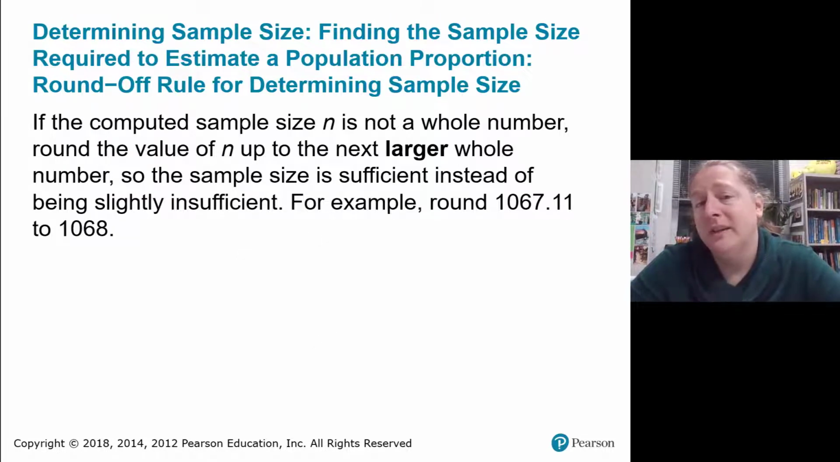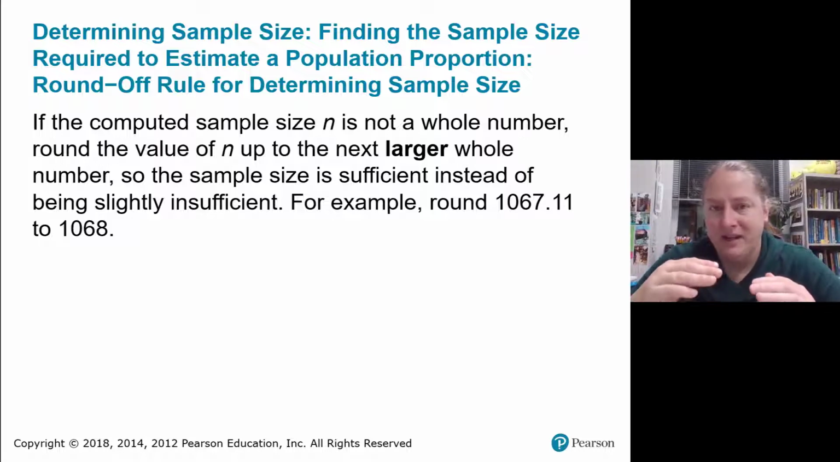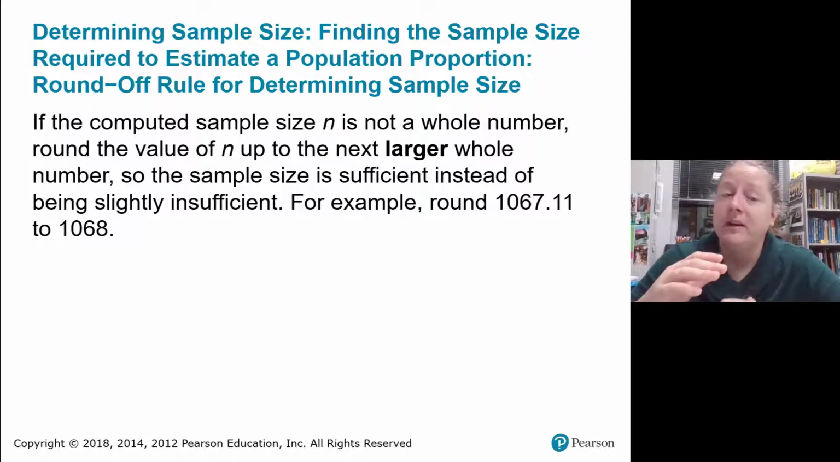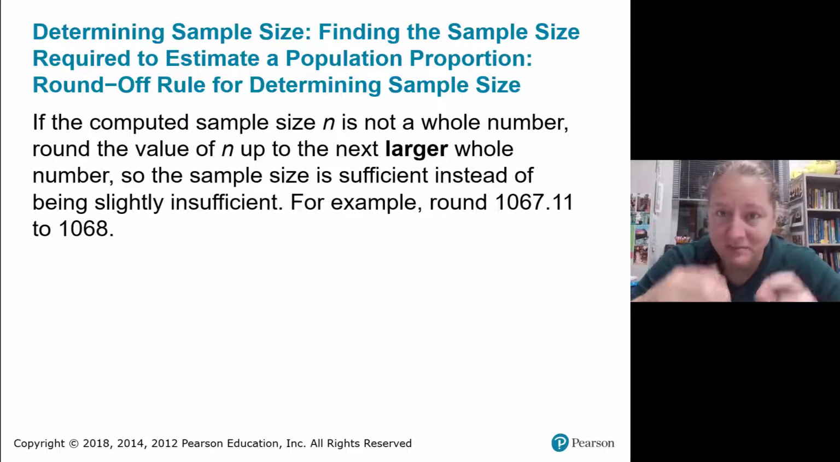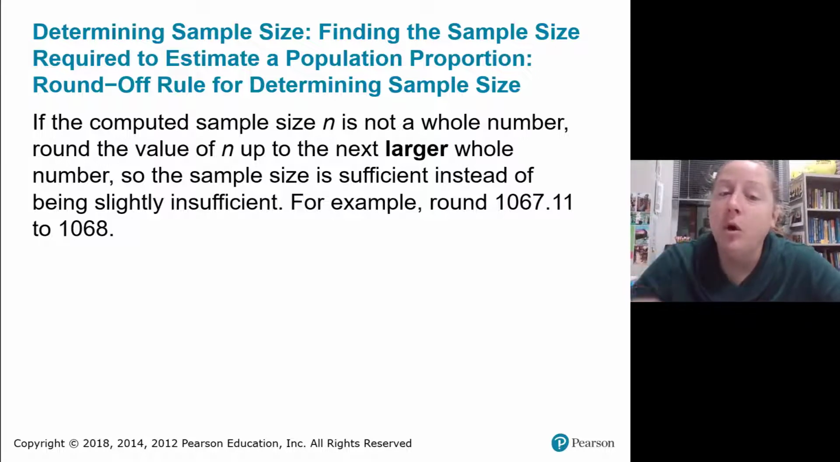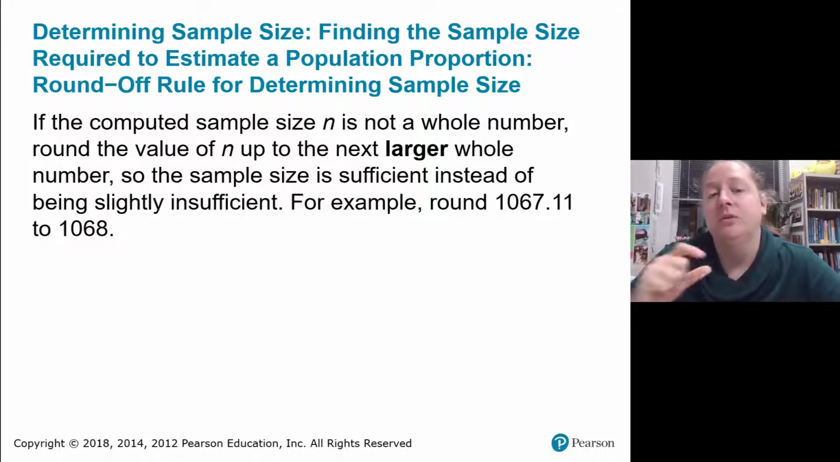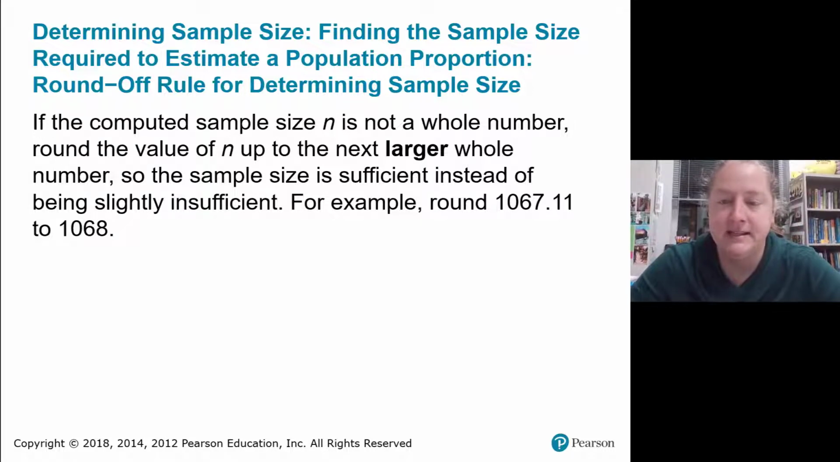So also really important, if we compute a sample size n and it's not a whole number, we need to round. We need n to be a whole number. And so the decision needs to be made between rounding up and rounding down. If we round down, then our sample size is just barely not sufficient. It's just barely not enough. But if we round up, it's always going to be sufficient. It's always going to be large enough. So always round up when you get a decimal for n, even if you have something like 1067.01, round up to 1068.